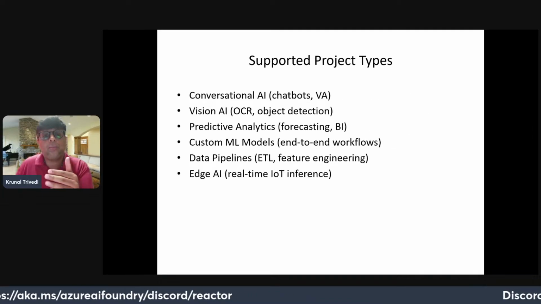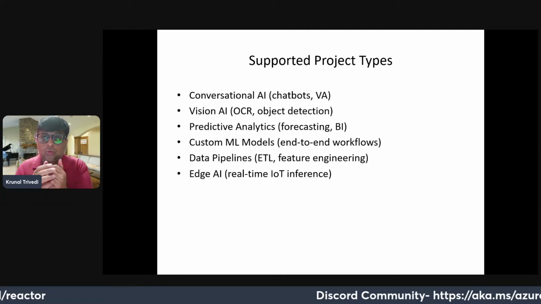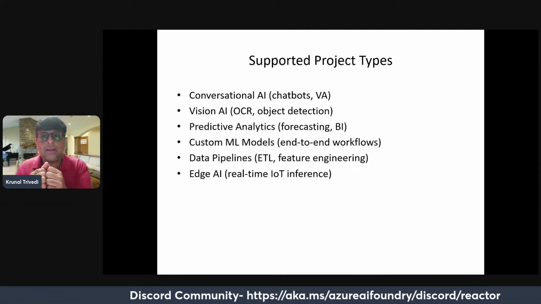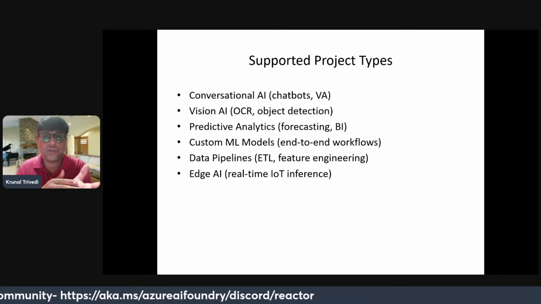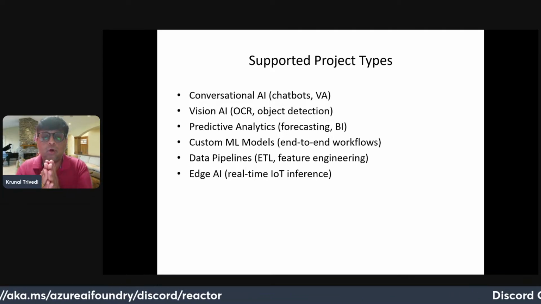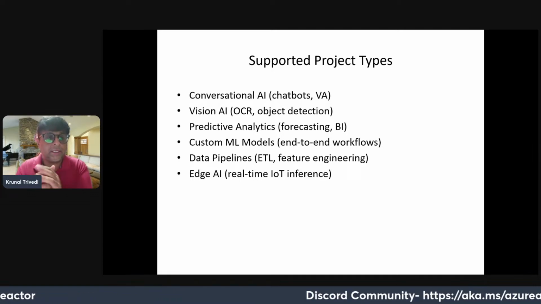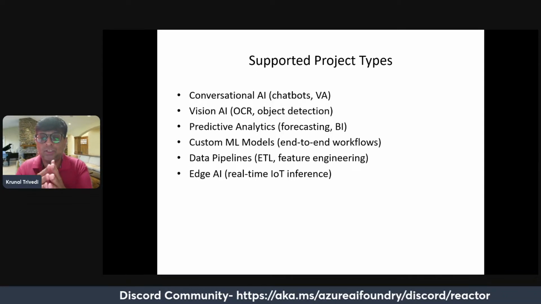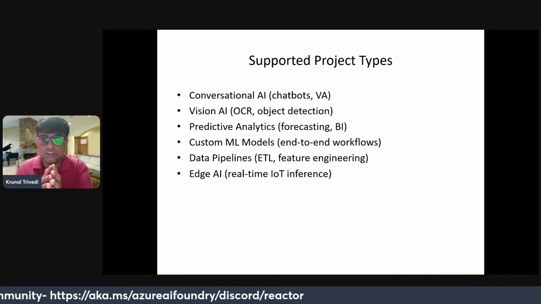If we talk about the project types, it supports various types of projects. So if you have an Azure AI Foundry project, under Azure AI Foundry projects, we can have various types of projects. For example, conversational AI projects where we can have chatbots, virtual assistants, as well as language understanding projects. We have Vision AI where we have image classification, object detection, OCR, as well as video analytics services possible.